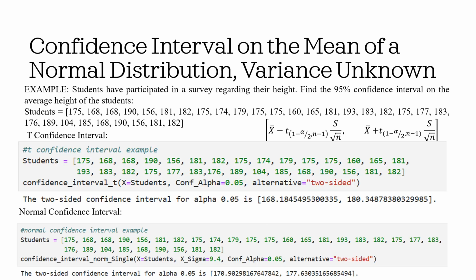Now, let's compare the t and normal confidence intervals we constructed around the population mean using the same sample under different assumptions about the population variance. We can see that the t confidence interval is much wider, but can you tell why? Please pause the video and take a moment to reflect on this.